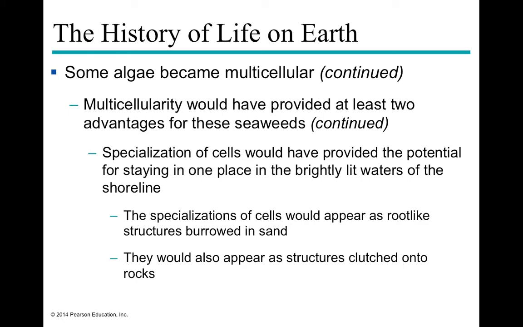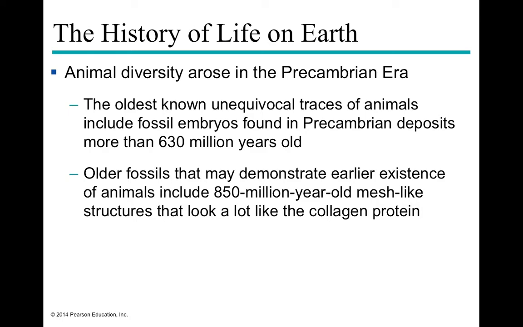And this is going to first happen in something like a seaweed, where we have specialized cells that allow the roots or root-like structures to bury into the sand. And then the cells that are going to go up and have photosynthetic capabilities to be able to stay by the surface. And then eventually we end up with animals. So animals don't arise until 630 million years ago. That's our very first trace of animal fossils. That's found in the Precambrian era.